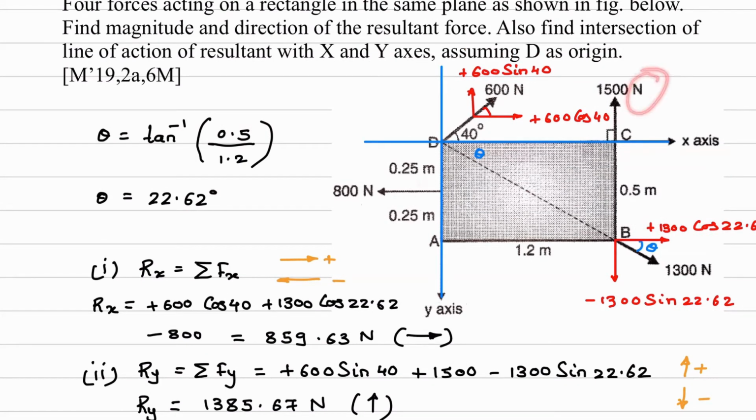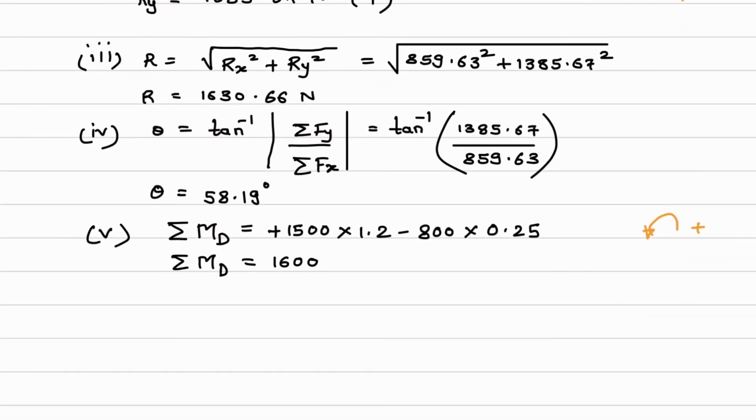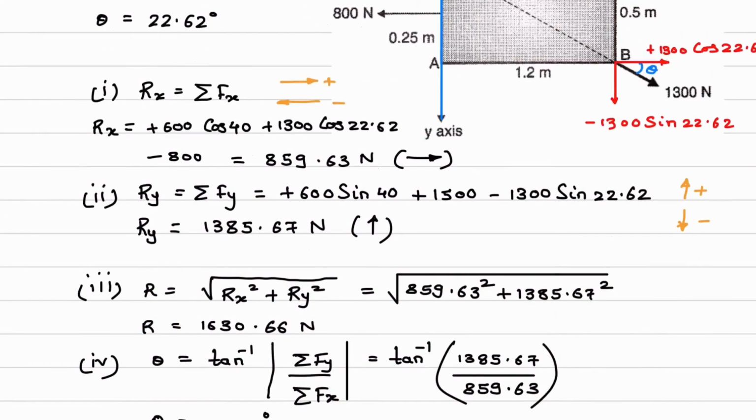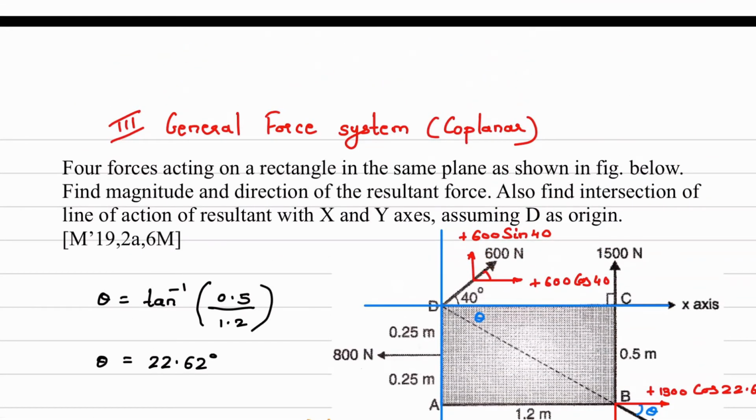Unit of force is Newton and unit of distance is meter. Check the units before writing unit of moment. So that will be Newton meter. Positive means it will be anti-clockwise direction. Now next we have to calculate what is asked in the question. We have to calculate magnitude and direction of resultant force, and then we have to find the intersection of resultant with x and y axis.